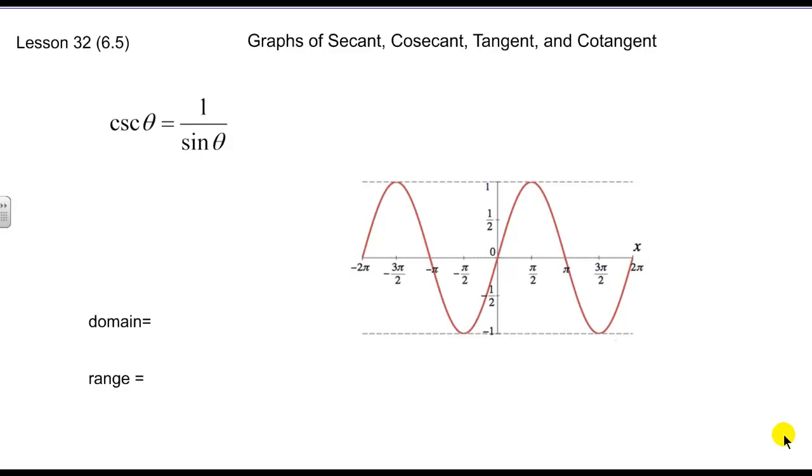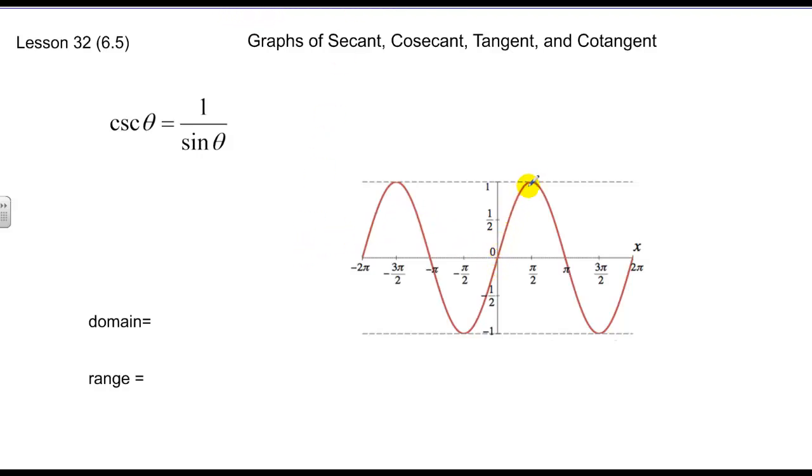Alright, so we're going to move from the sine and cosine graphs to the secant, cosecant, tangent, and cotangent graphs. Let's start with cosecant, which we know is the reciprocal of sine. So what I've got in front of you is a graph of sine, and we've taken a look at this a couple of different times.